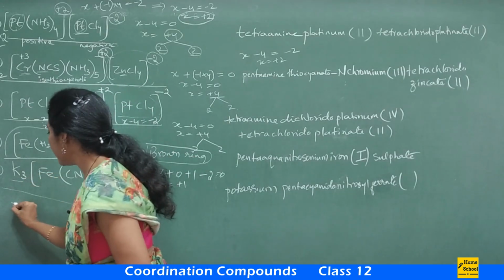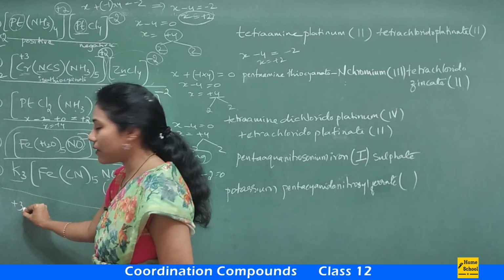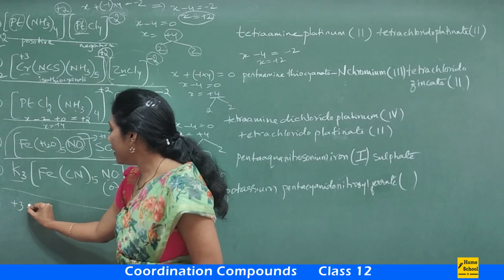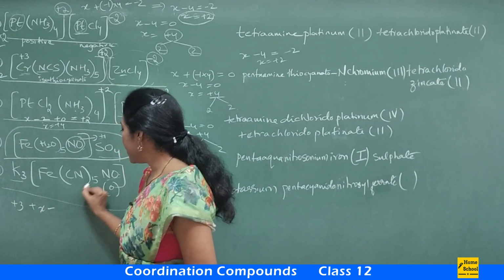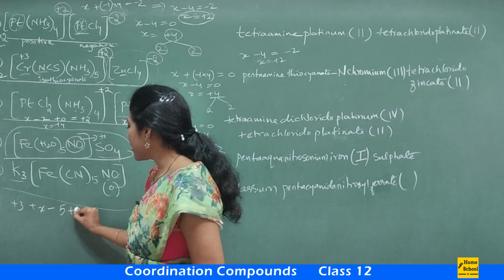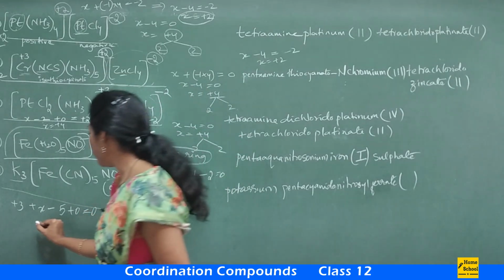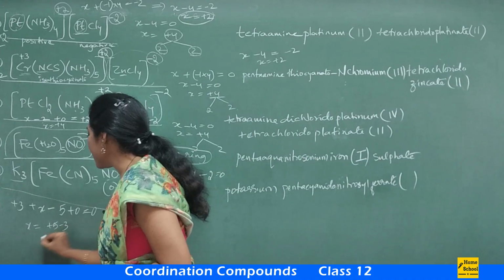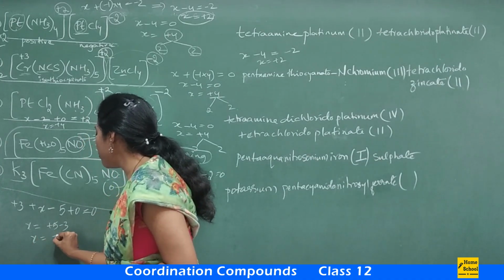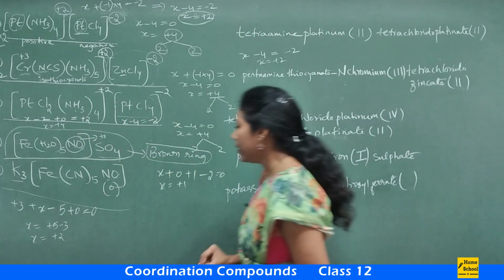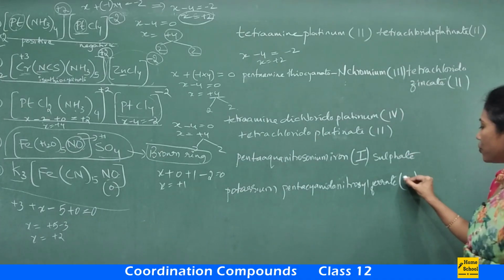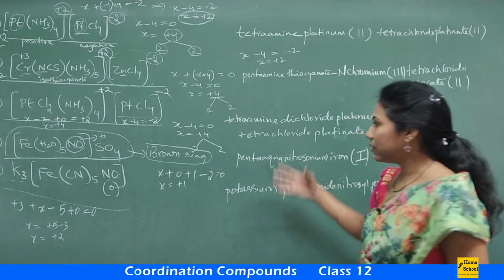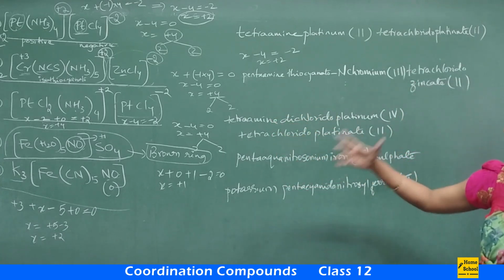Let us calculate. This is plus 3, potassiums, each potassium has a charge of plus 1, so 3 potassiums, plus 3, plus x, minus 5, plus 0, equate it to 0. So you will have x is equal to plus 5 minus 3, that is x is equal to plus 2. Okay, so here the oxidation state is 2, Roman numeral 2. Okay, so that's all about the different complexes and their names.